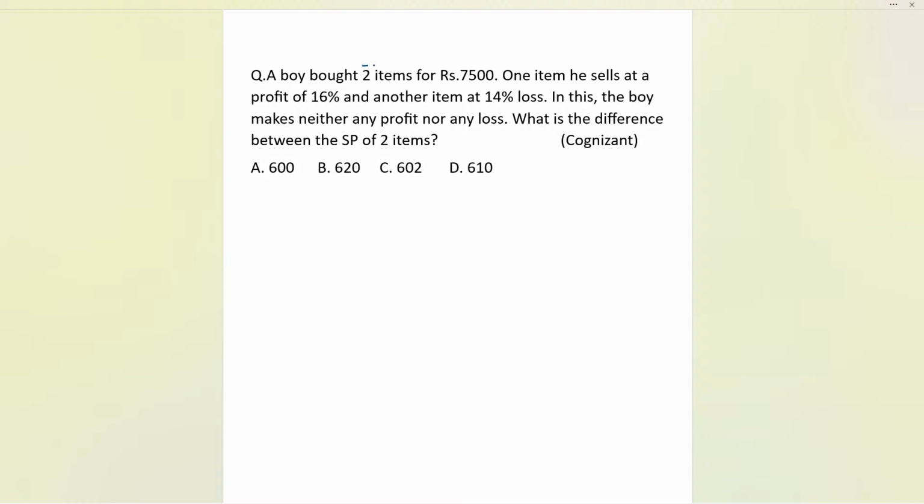A boy bought 2 items for 7500. Do we know the 2 items? No. 2 items we bought. One item he sells at a profit of 16%, okay, 16%. Further, another item at a loss of 14%. Now in this, the boy makes neither profit nor loss. It means he sells it at the same price. He's not doing any profit. Now, what is the difference between the selling price of the 2 items?